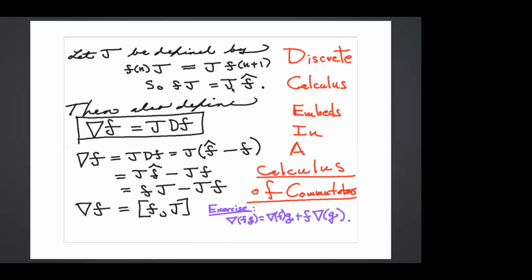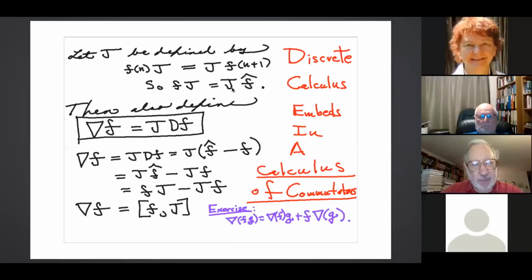And then I'm going to define a brand new derivative by multiplying on the left by J. And watch what happens to this derivative. Nabla, I'll call it. Nabla of f is J df, which is J times f hat minus f. Remember, the derivative of f is f hat minus f, f of n plus 1 minus f of n. So we have J f hat minus Jf. But J f hat is fJ. And now you're looking at a commutator. You're looking at the difference between the evaluation of fJ in that order and the evaluation of Jf in that order, the commutator. And we see that Nabla of f, this new version of the derivative, is a commutator.